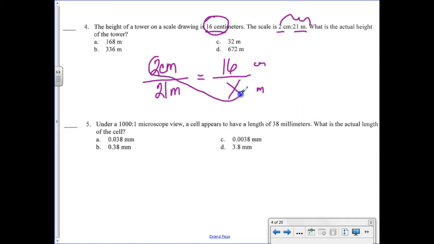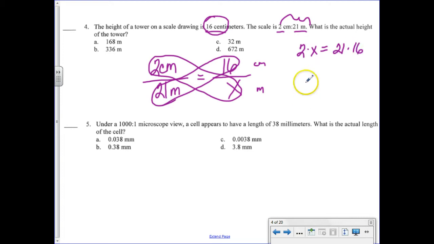2 times x. This product, 2 times x, has to equal this product, 21 times 16. And then, eventually, I'll divide by 2. Okay? And when you solve, you should end up with, I believe, a 168. Now, this number on the bottom has to be in meters, and then when I look at my answer, I see, yep, A.